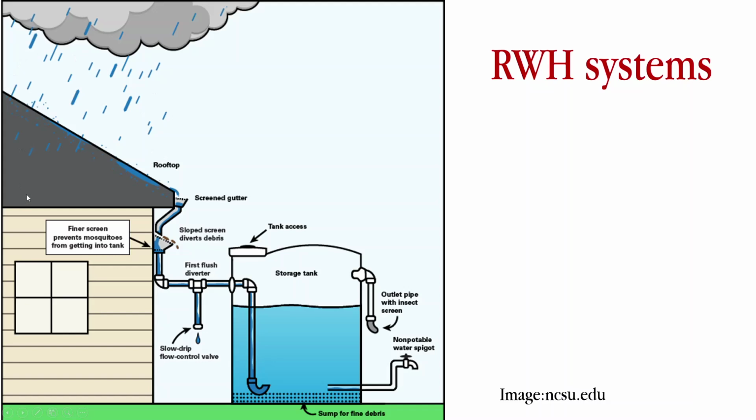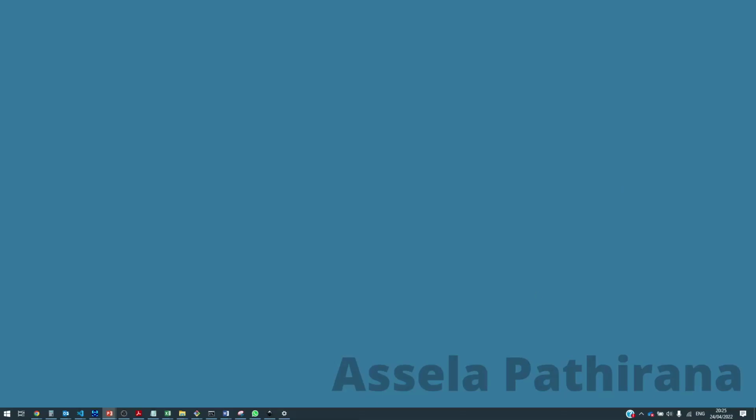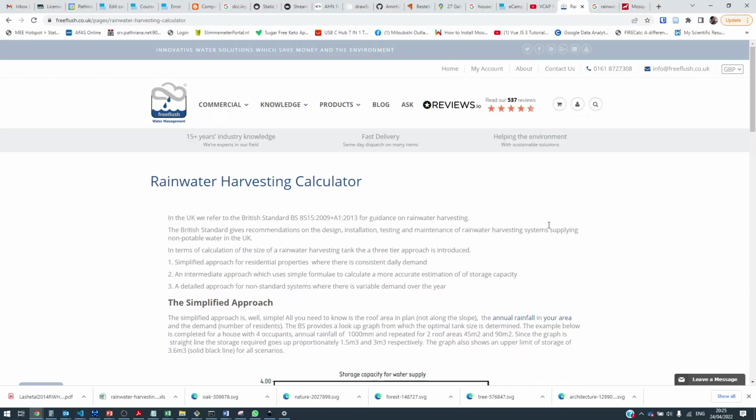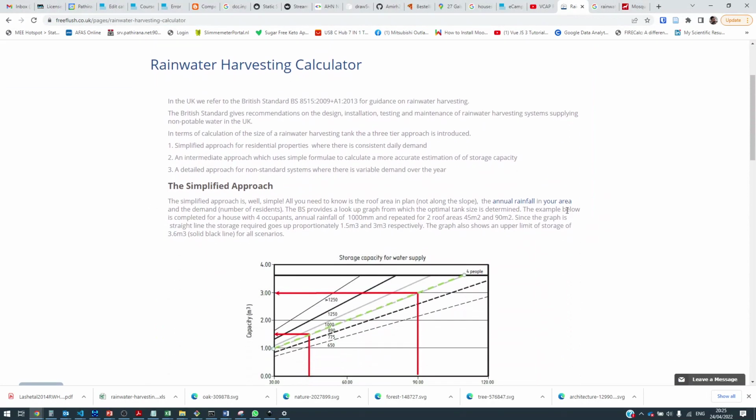On the other hand, you have the demand, how much water you really need. So these three factors, namely the amount of collection, the size of the tank, and the demand, they influence each other. So how do you calculate the size of a rainwater harvesting tank? There are many methods. For example, this is the United Kingdom's British standards. They propose three basic methods, which are, of course, common sense.